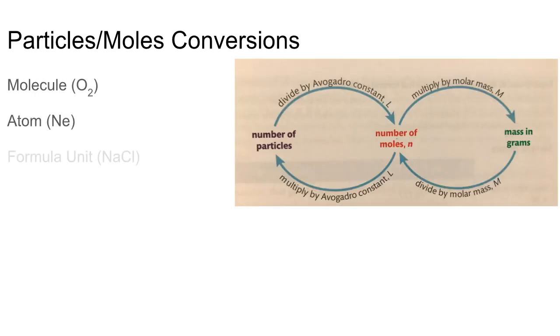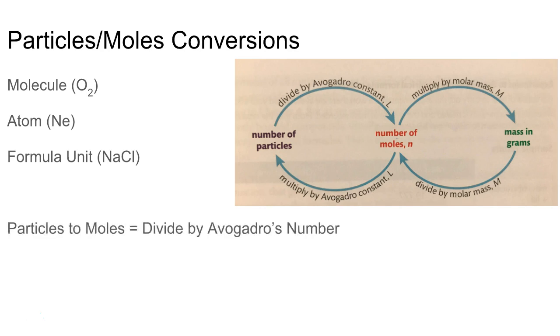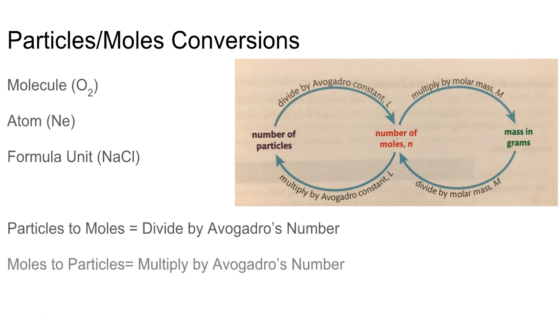Let's talk about particles. I can have several different particles. So I can have molecules like oxygen, a diatomic element. I can have atoms, or I can have formula units like this ionic compound, salt, sodium chloride. If I want to go from particles to moles, I'm going to divide by Avogadro's number. If I want to go from moles to particles, I'm going to multiply by Avogadro's number.